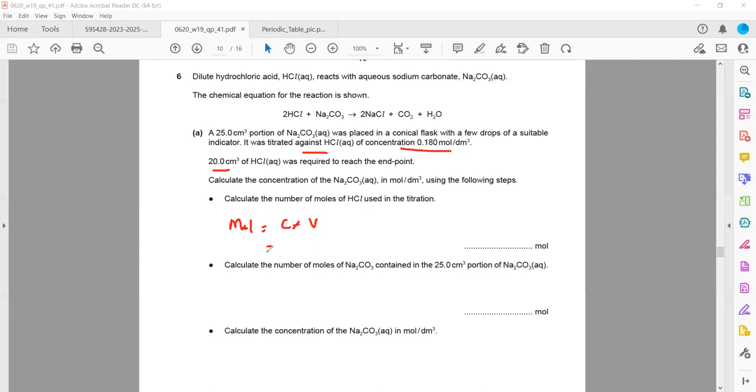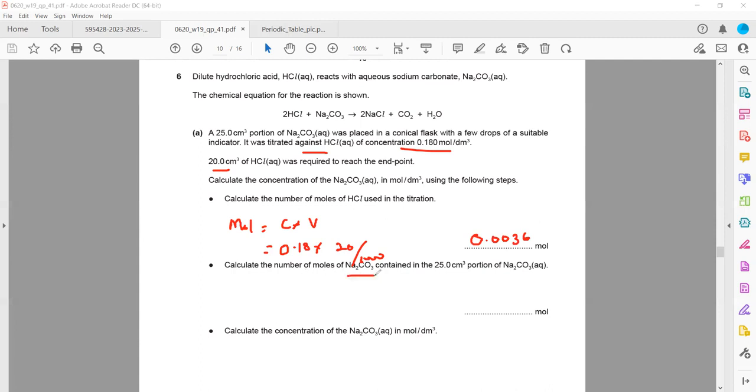The concentration is 0.18. Volume is in cm3, so we have to convert into dm3. We divide by 1000. What's the answer? 0.18 multiplied by 20 divided by 1000, which is 0.0036. So 0.0036 moles of HCl are used.